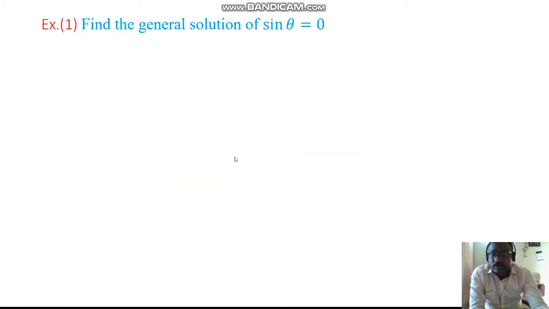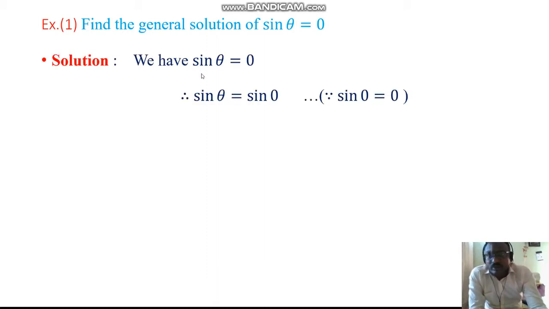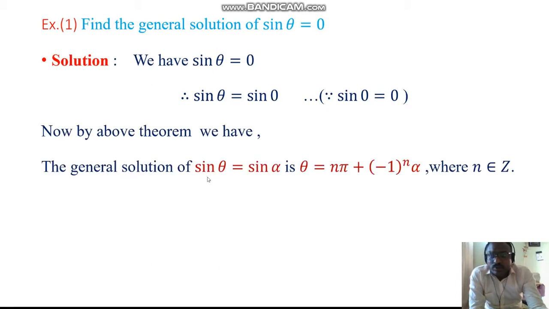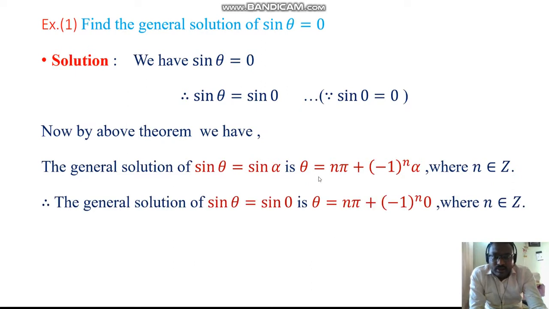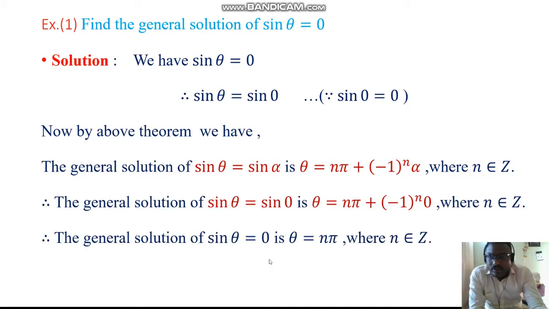Now we see the examples. Find the general solution of sin theta is equal to 0. We know that sin 0 is equal to 0. Therefore we get sin theta is equal to sin alpha. By the above theorem, we have the formula for that equation, and we get the general solution of sin theta is equal to 0 is theta is equal to n pi.